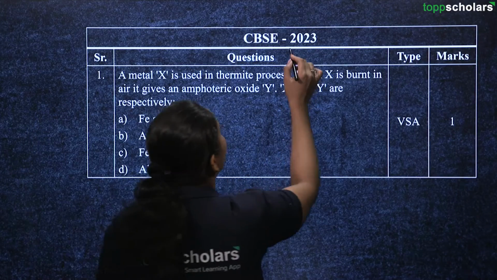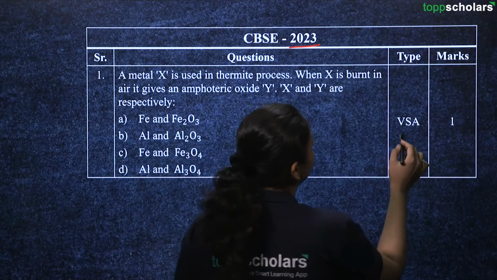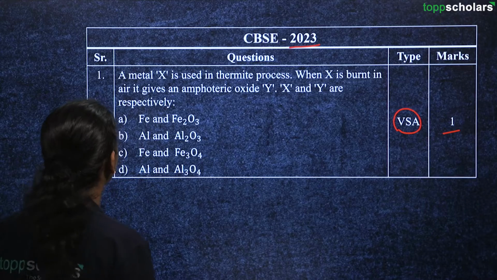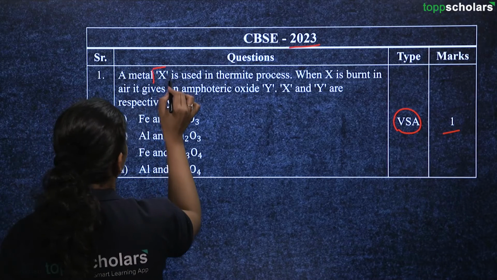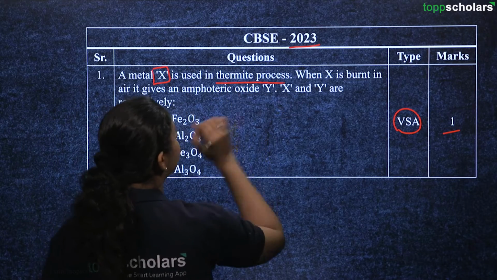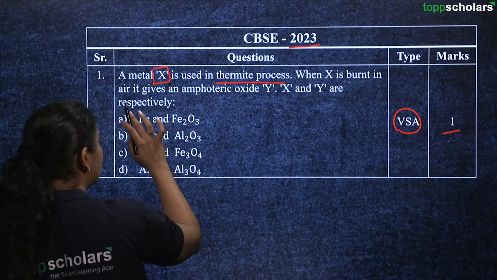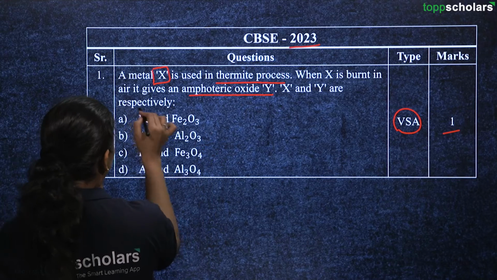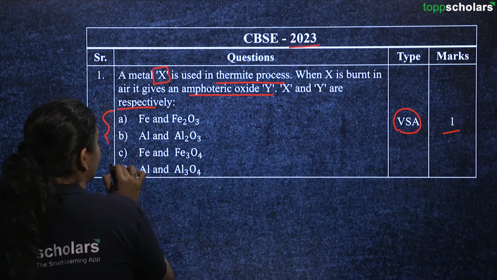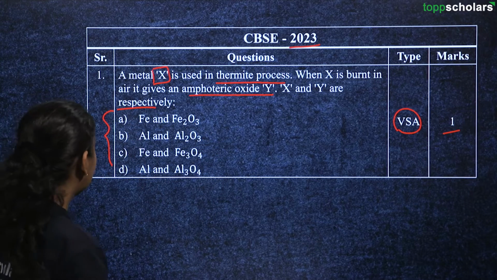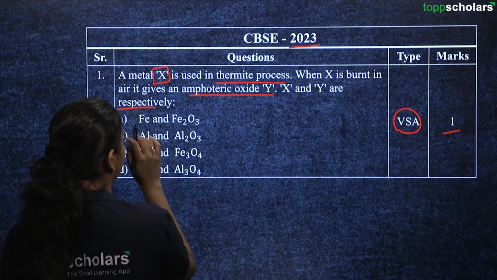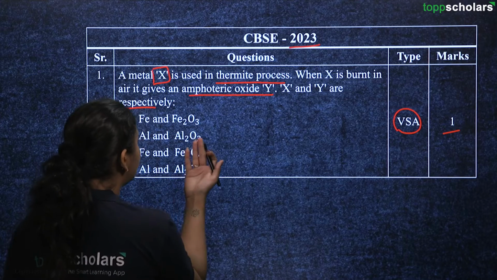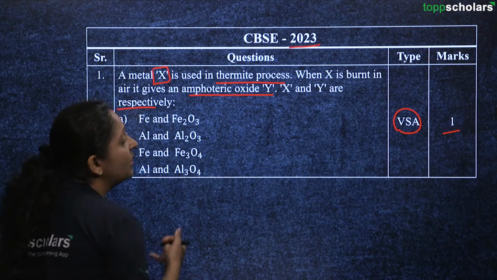Now it is from the very recent paper, children. It is from the year 2023, a very short answer type question holding 1 mark for you. So you have a metal X. This is used in the thermite process. When X is burned, it gives an amphoteric oxide Y. X and Y are respectively. So you are provided with 4 options, Fe and Fe2O3. That means what is the metal and the metal oxide? Fe, Fe2O3; aluminium, aluminium oxide; Fe, Fe3O4; aluminium and Al3O4.